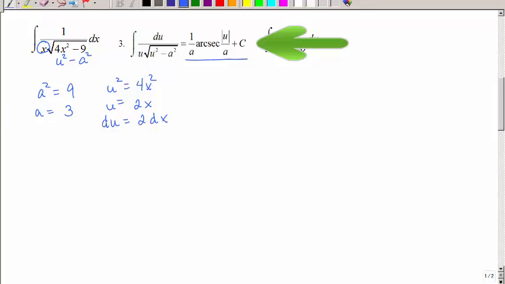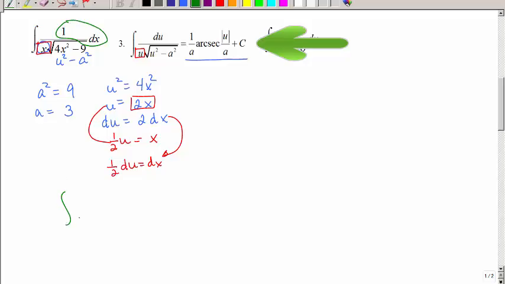Now what we have to be really careful about here is that this is u out in front. Do I have that? Not really. U is 2x. So I have to solve for x. What is x equal to? X is equal to 1/2 u, and on this one I have to say 1/2 du equals dx. So let's see if I can get this into the right format. So what is dx equal to?